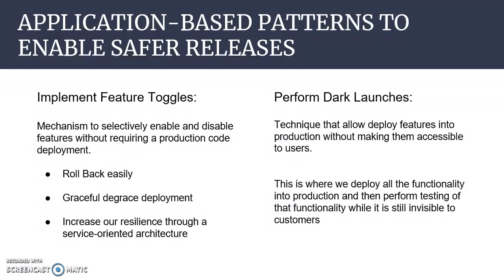Application-based patterns to enable safer release. Implement feature toggles, mechanisms to selectively enable and disable features without requiring a production code deployment. It could be rolled back easily, degrade gracefully, and increase our resilience through service-oriented architectures. Perform the dark launch technique that allows us to deploy features into production without making them accessible to users. This is where we deploy all the functionality into production and then perform testing of that functionality while it is still invisible to customers.